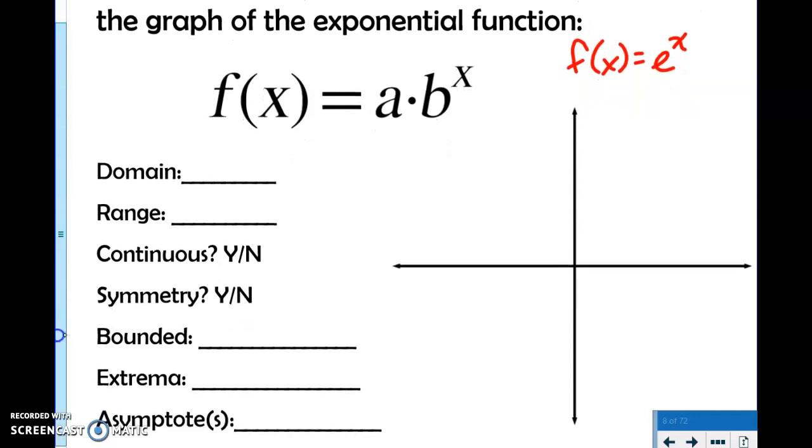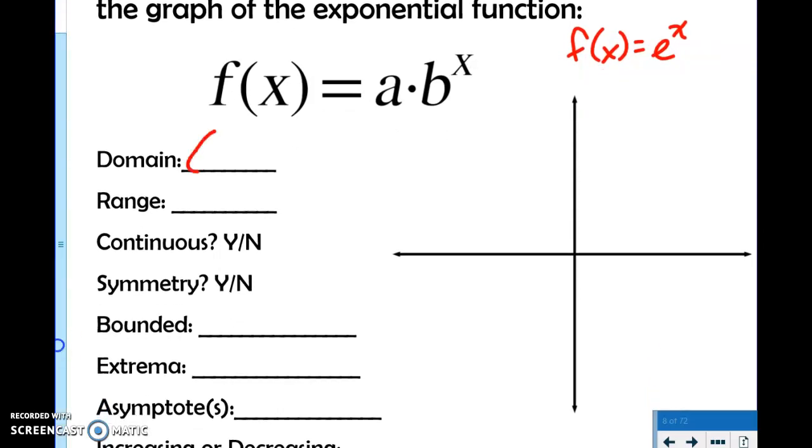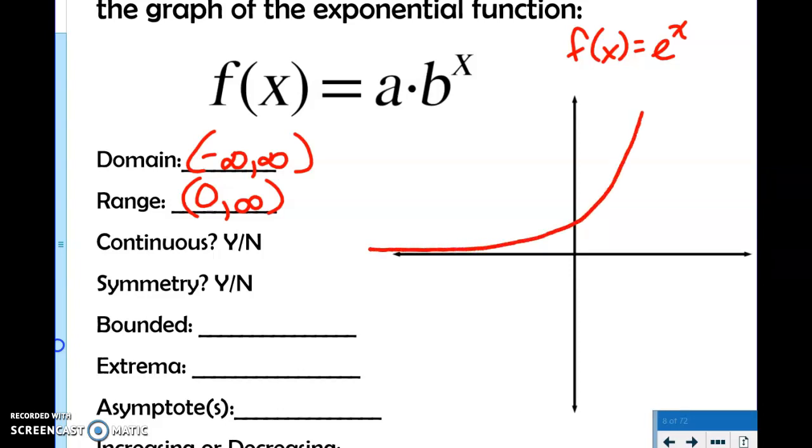So the domain of any exponential function that has not been transformed is going to be all real numbers, right? So think about it. I can take a base like 2 or e and raise it to a negative power. I can take a base and raise it to the 0 power. The range, though, is going to be 0, but it's going to be a non-inclusive parenthesis, and it's going to go on forever because we know that there's like this little tail here, right? Because it can never be negative, and then it's going to shoot up.